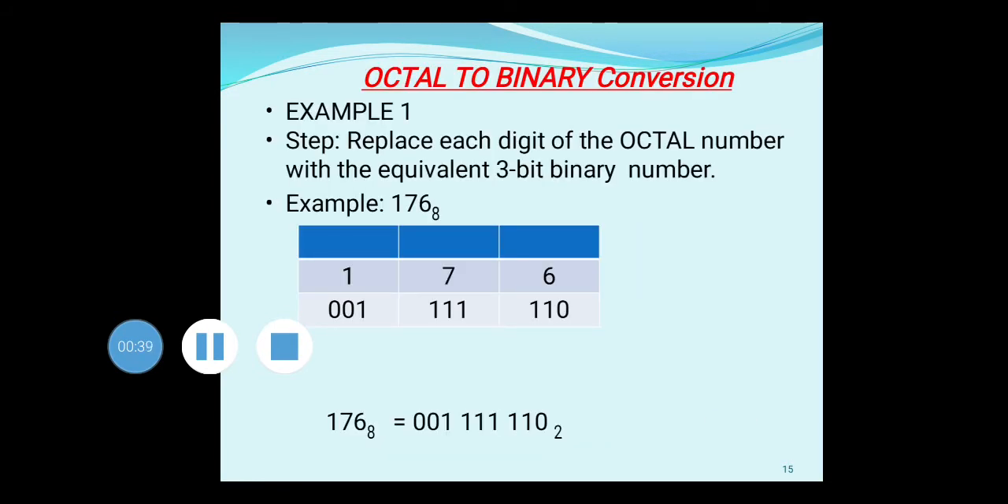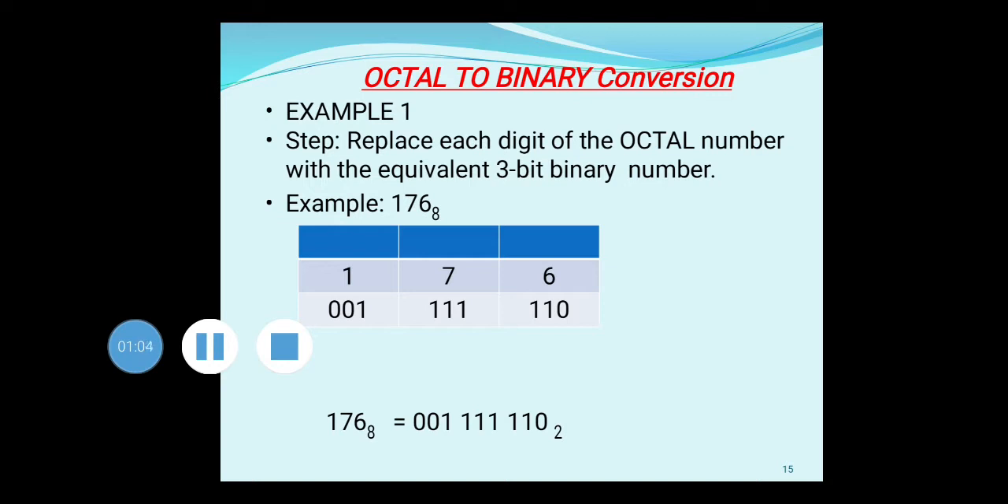So here are the rules. Here one example is also shown. So the rule is, as the octal number is given, you are going to represent each digit of that number into its equivalent 3-bit binary.